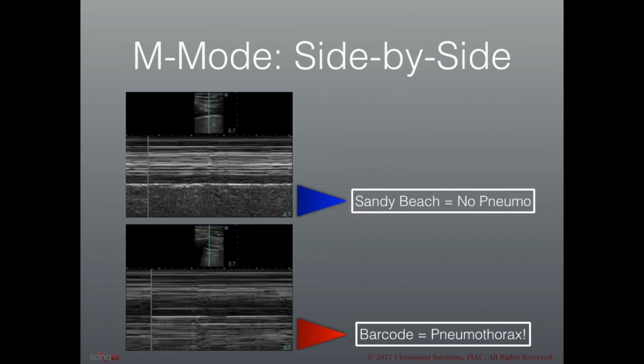Here's an example of these two images side by side. Identify first the pleural line in both images, and then look deep to the pleural line and ask yourself if it appears more pixelated like a sandy beach or more striated like a barcode. The top is evidence of a normal lung without a pneumothorax, and the bottom image is evidence of a pneumothorax.